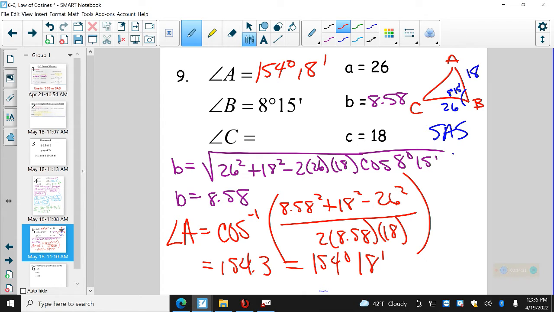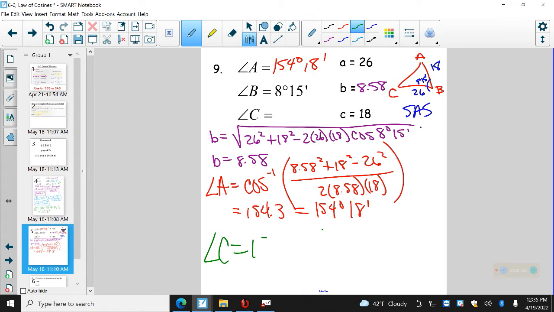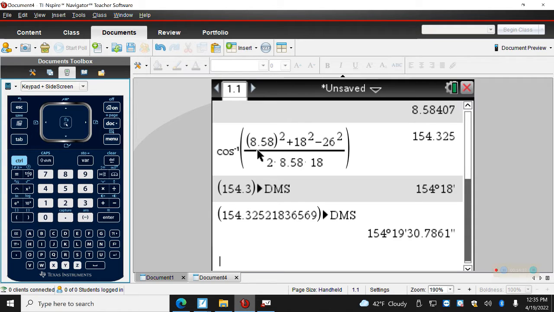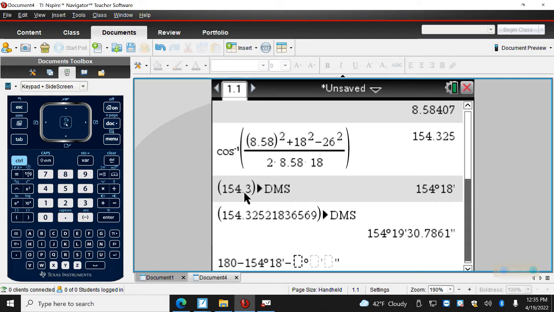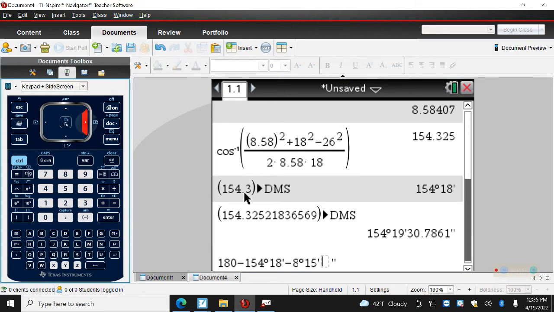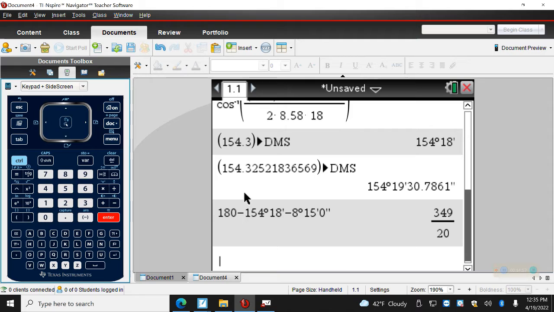So now, how do I find angle C? Well, the way I'm going to find angle C is by taking 180 degrees minus 154 degrees and 18 minutes minus 8 degrees and 15 minutes. So if I come back over to my calculator, that's going to be 180 minus 154. Actually, I'm going to cheat. I'm going to grab that. Minus 8. 17 degrees, 27 minutes.